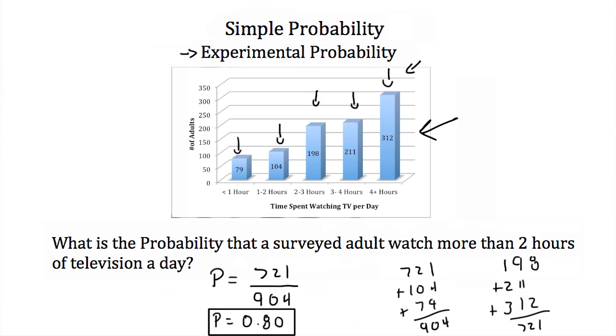Now again, we calculated our probability exactly the same way we always do. This is just the experimental probability because the probability of the next event is based on the previous events or the previous experiments.